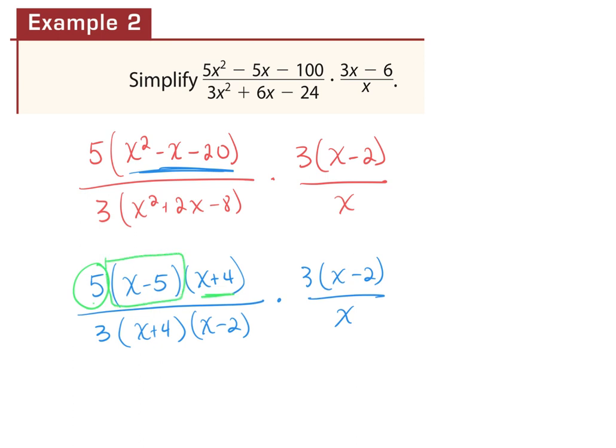X plus 4, can it cancel with any bottom? Yes. This cancels with that. All right. And you can either go across or you can go down. This 3, it will cancel, right? That's going to cancel with that. X minus 2, that's going to cancel with this x minus 2. This x does not cancel with anything. So that is also part of my final answer.